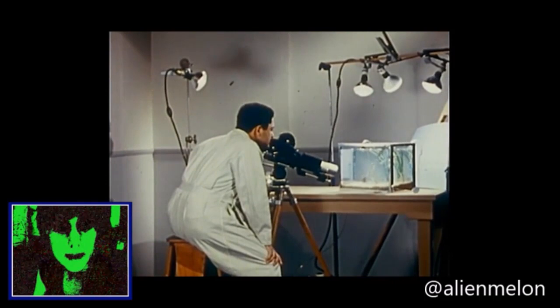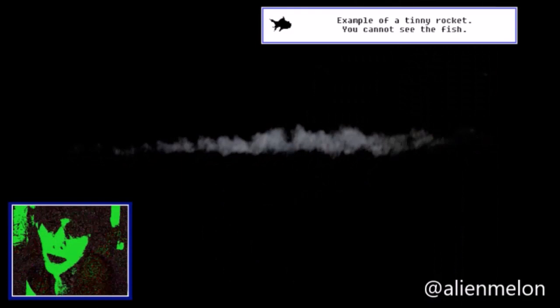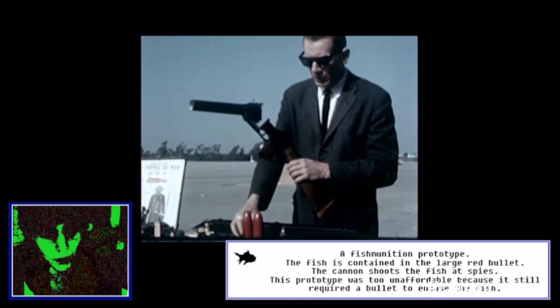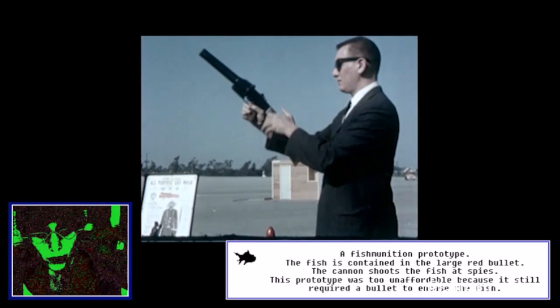Some fish were loaded directly into the guns. This did nothing and made the gun unusable. Fish were also strapped to tiny rockets that would propel the fish to the enemy, but the costs of this were too high to be affordable. Some prototypes even did away with the gun entirely and used fish slingshots. This worked for a while and was used in a handful of missions, but the results were not ideal.